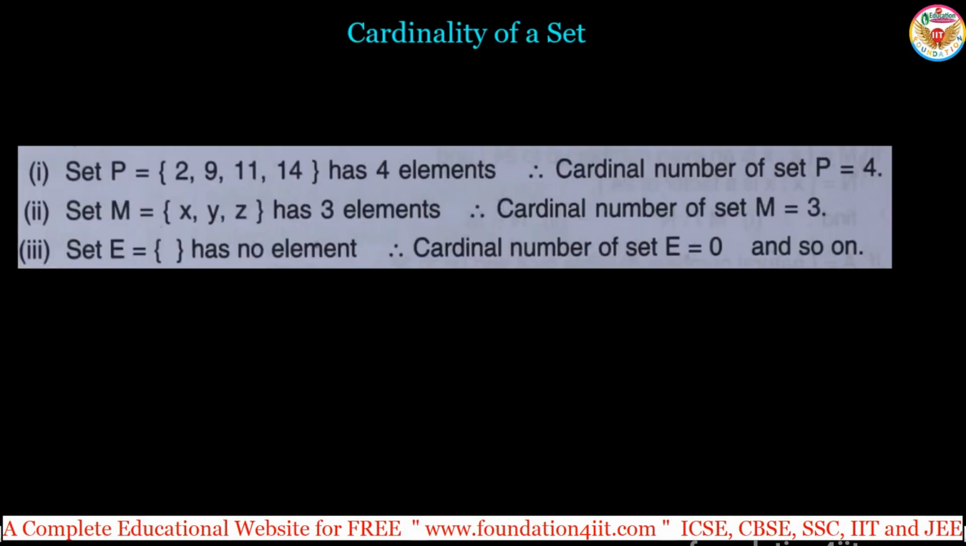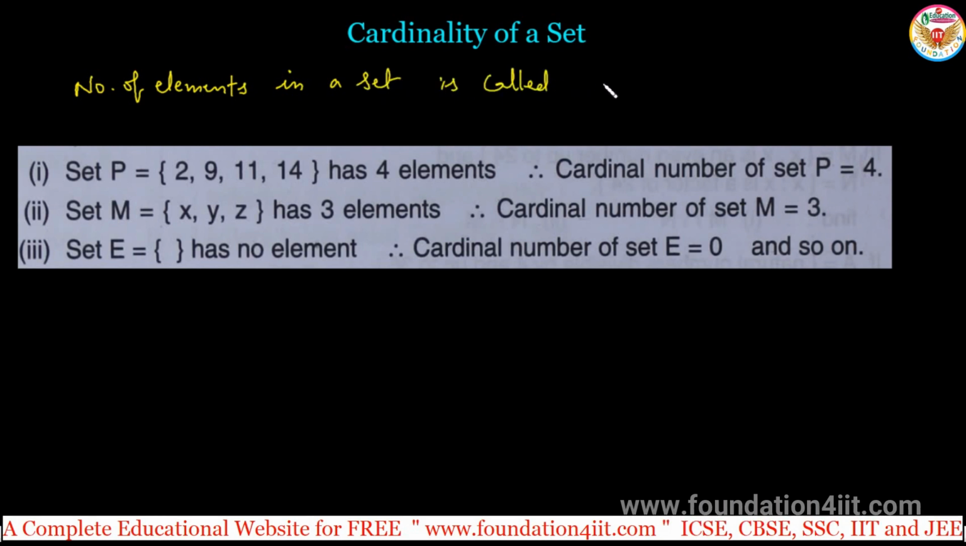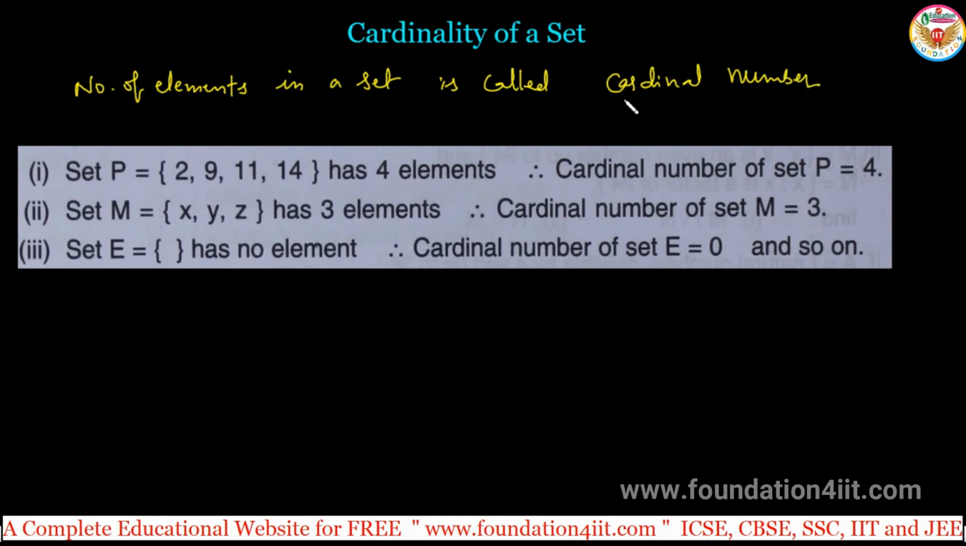Cardinality of a set. The number of elements in a set is called the cardinal number. That is the number of elements in a set, which is called the cardinal number. We already discussed the number of elements in equal sets.